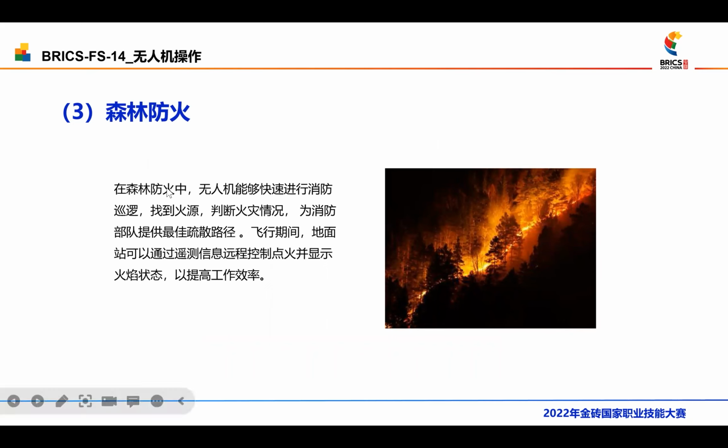The third is forest fire prevention. In forest fire prevention, drones can quickly carry out fire patrols, find fire sources, judge the fire situation, and provide the best evacuation path for the fire forces. During flight, ground stations can remotely control the ignition and display the flying status through telemetry information to improve work efficiency.